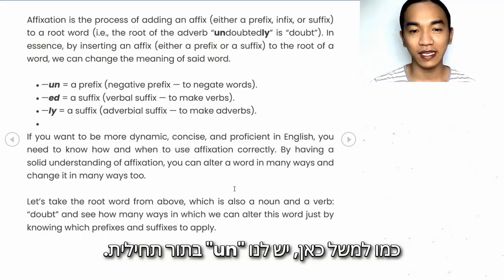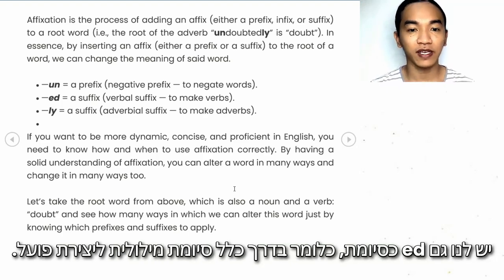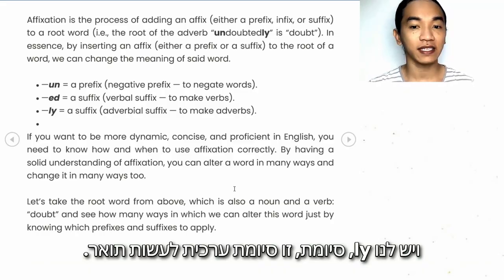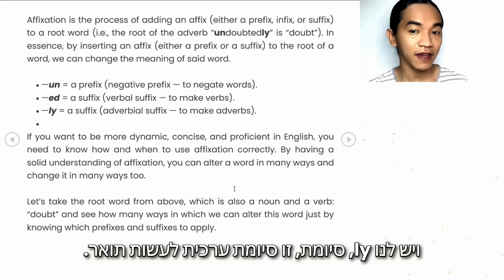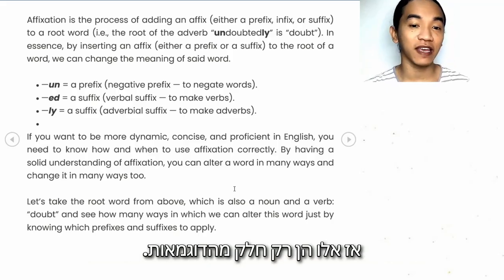Like for examples here, we have un as a prefix. It's a negative prefix to negate a word, to make it negative. We also have ed as a suffix, which is usually a verbal suffix to make a verb. Okay? And we have ly, a suffix. It's an adverbial suffix to make adverbs. Okay? So these are just some of the examples.